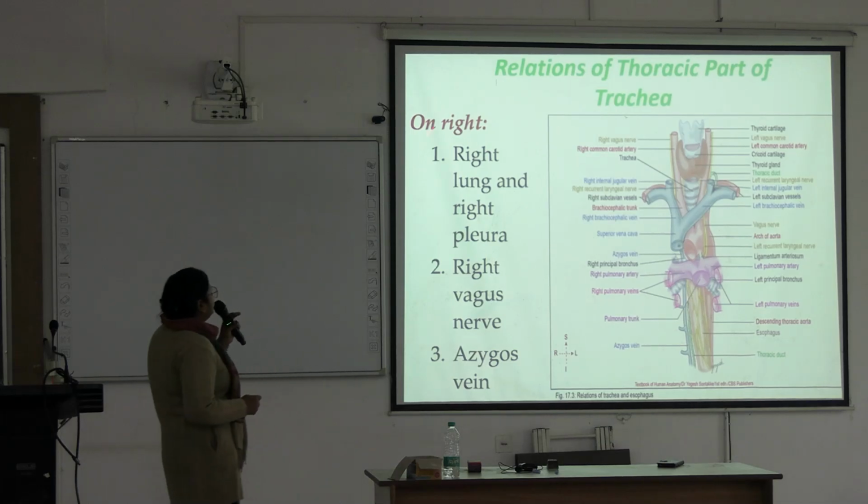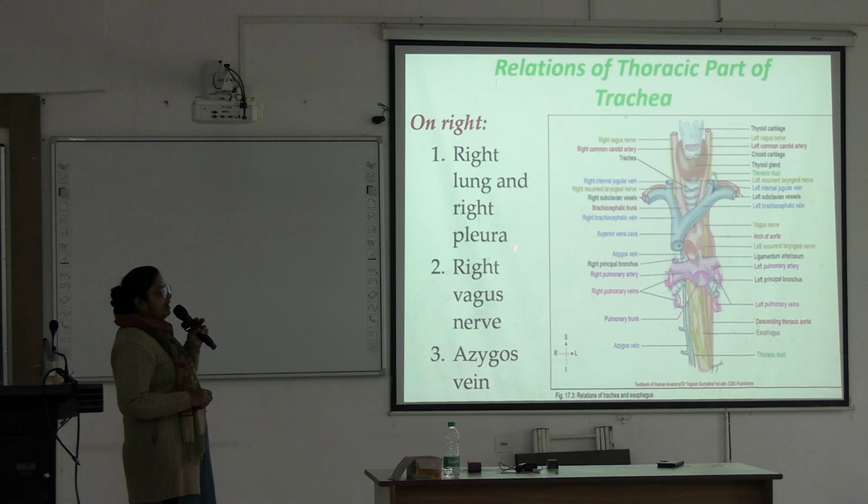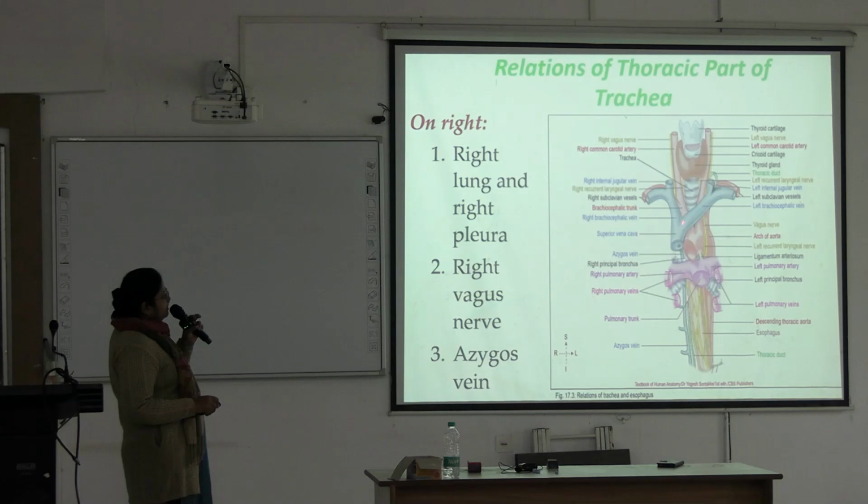Next, we are going on the right side. On the right side will be the right lung and right pleura, right vagus nerve and the azygous vein. Here is the azygous vein. Here is the right vagus nerve. Right lung and pleura will be lying in this area.